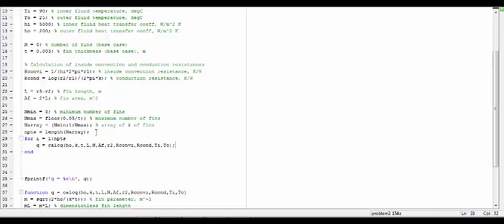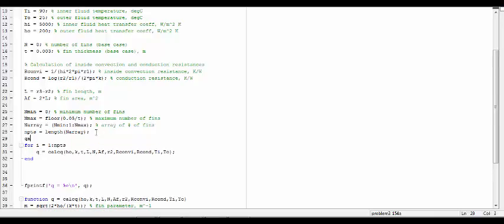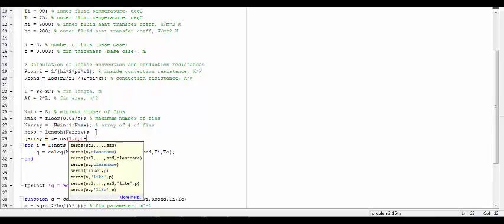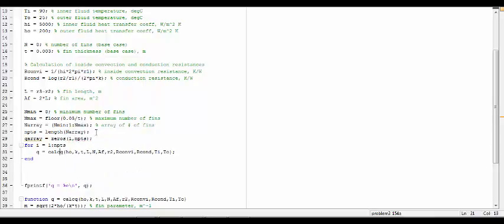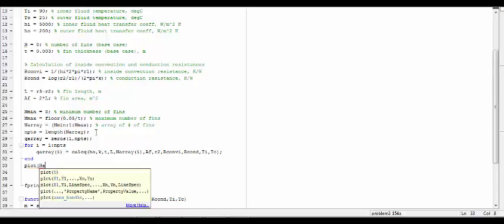We need to store q into an array as well, so we're going to set up an array with the zeros command, like so, and we're simply going to say the ith index of q array is going to be based on the numbers we have here, along with the ith index of n array. So if we do this, then we can plot what the variation of q array is with n array.